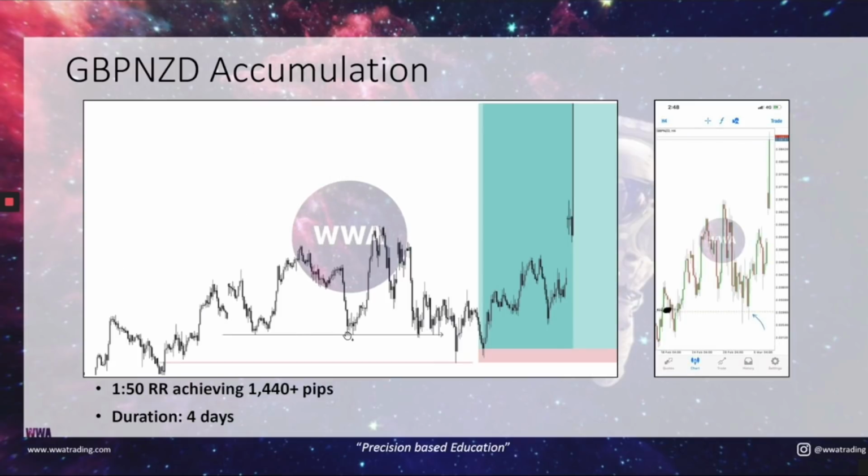Next, we can see a GBP NZD accumulation. And again, we can see factors of liquidity, liquidity hunt, and an accumulation schematic. And this is our real life entry. This trade was over 1,400 pips and a 1 to 50 risk to reward.